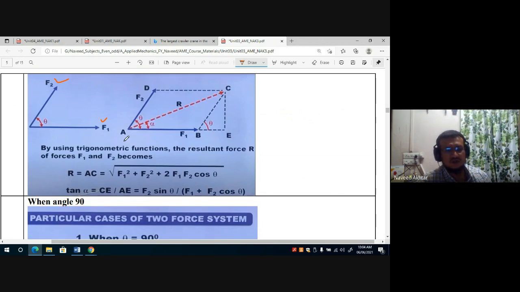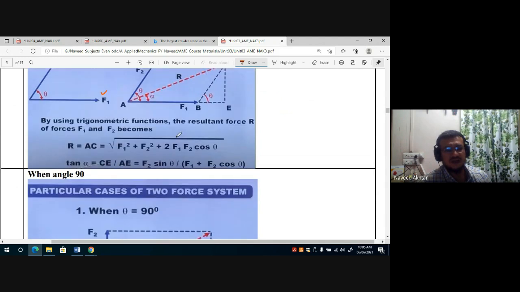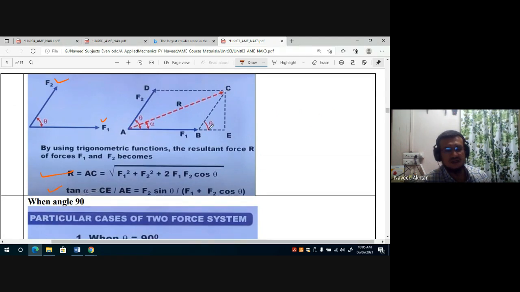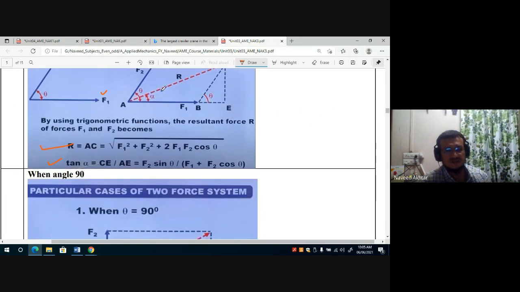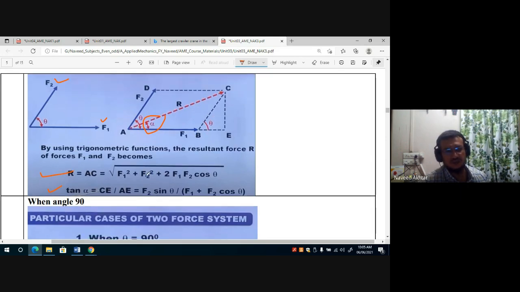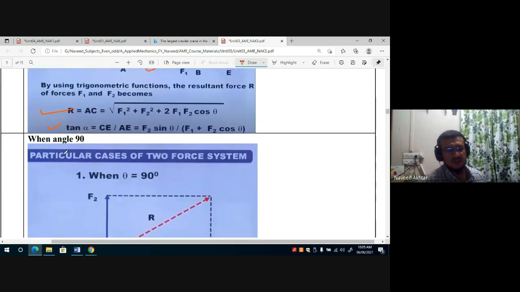of these forces. You have to make lines parallel to the forces F1 and F2, and then draw the triangle DEC, and from that you can find the resultant R, that is AC. And tan alpha, this angle of the resultant, you can find easily, and that is nothing but F2 sin theta divided by F1 plus F2 cos theta. The resultant of this two force system is nothing but the square root of F1 square plus F2 square plus 2 F1 F2 cos theta. This derivation we have already seen using the Pythagoras theorem.